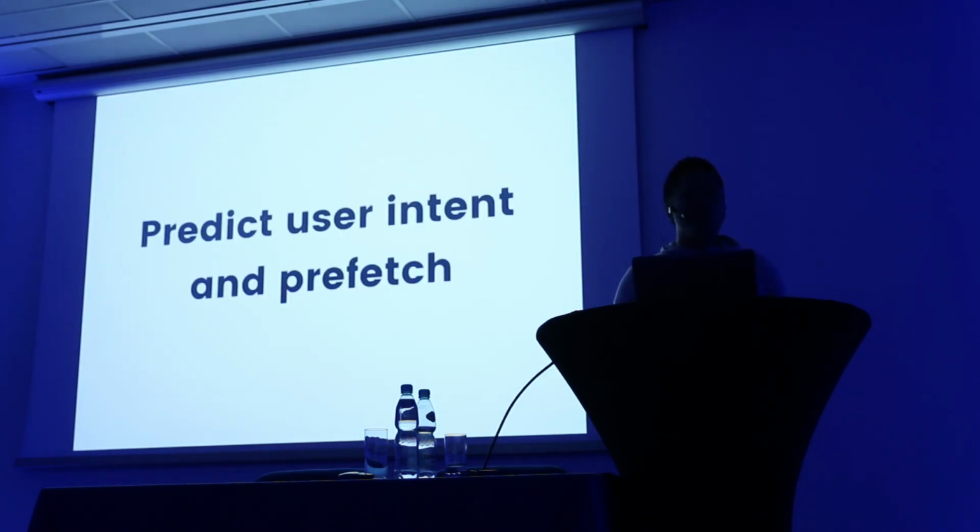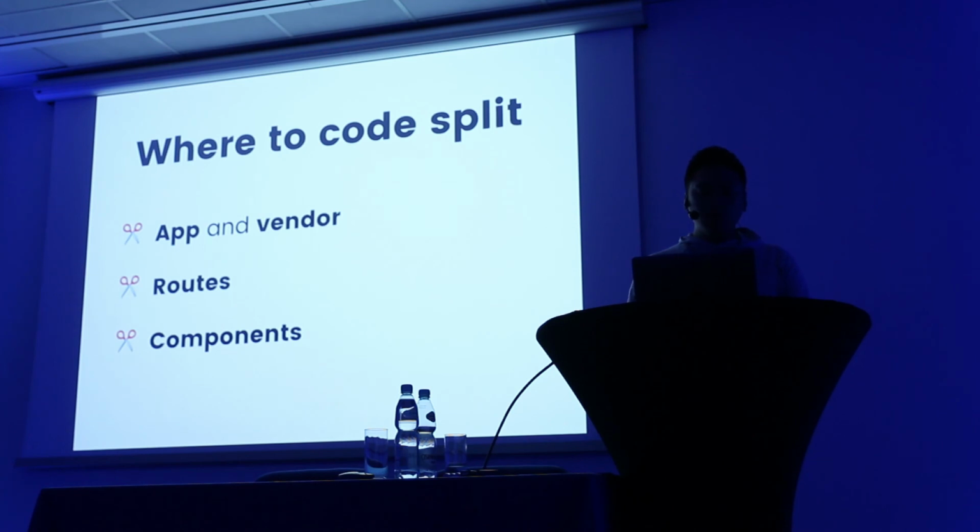Also, try to predict what the user intends to do in the app and prefetch based on user interaction. Sometimes there are use cases where users most likely will click on certain things, and therefore you can prefetch these chunks so that the code is already there and prepared until the user finally switches to the view. So to sum up: split app and vendor code for long-term caching, split at the route level asynchronously to load only code that is needed for the page, and split at component level to lazily load parts of the app as the user scrolls into it.